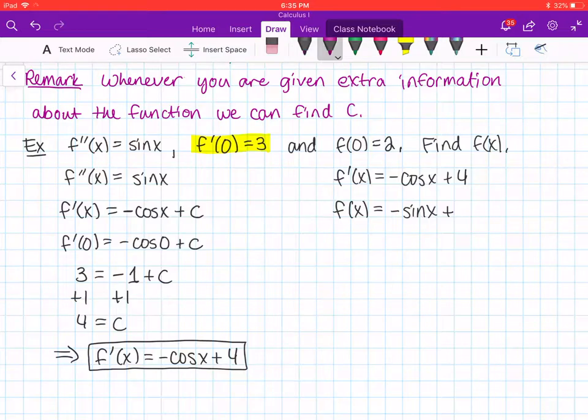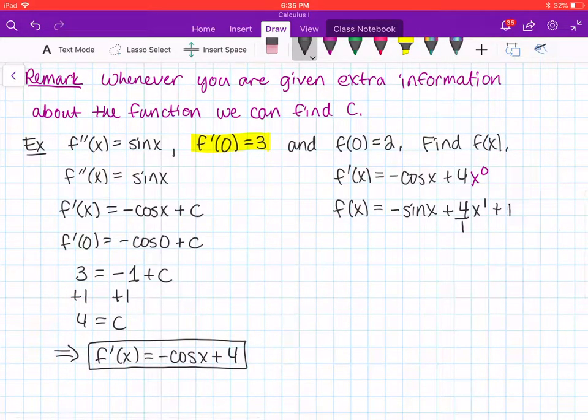Now imagine we have x to the 0 here, and our 4 is along for the ride because it's a coefficient. So we add 1 to our exponent, so we have x to the first, and then we divide by the new exponent. And then we have plus, we could do c again, or we could do d. We could use c because we already eliminated it, so it doesn't matter if you choose that. All right, so let's clean it up a little bit. So we have f of x equals negative sine x plus 4x plus d.